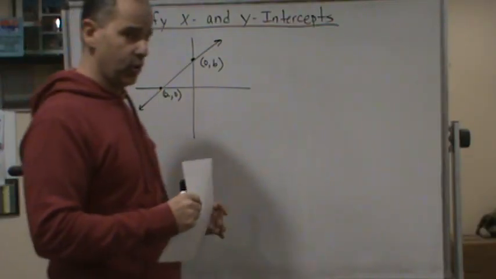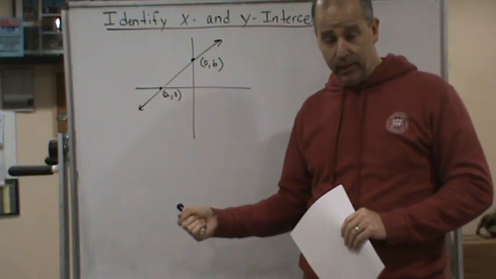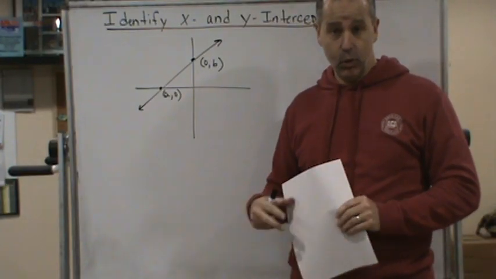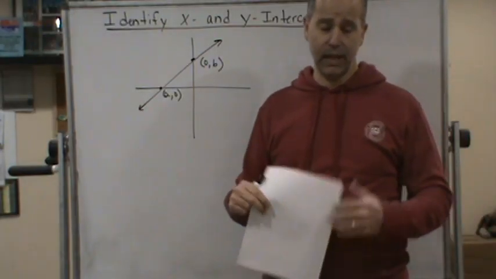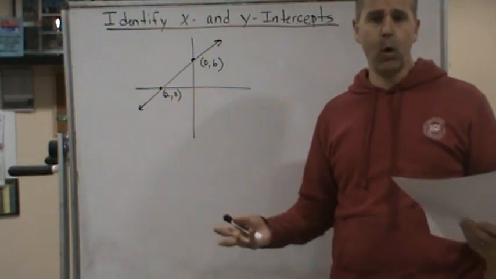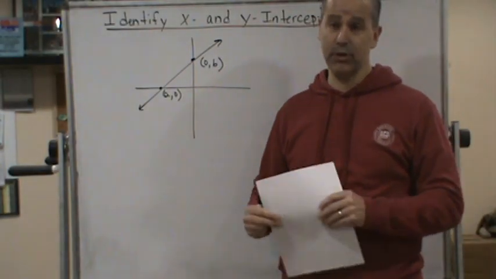Now, the other thing too is just be aware that there may not be an x-intercept, or there may not be a y-intercept. There are some cases, lots of cases actually, where there won't be a y-intercept. Maybe there's more than one. Maybe there's only one. Maybe there's none.